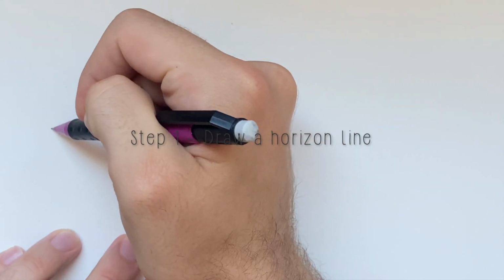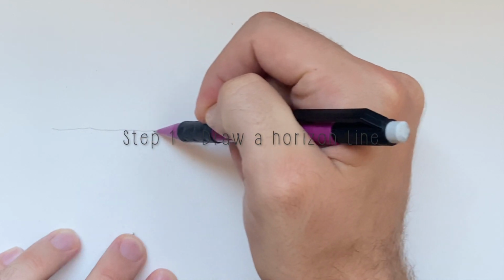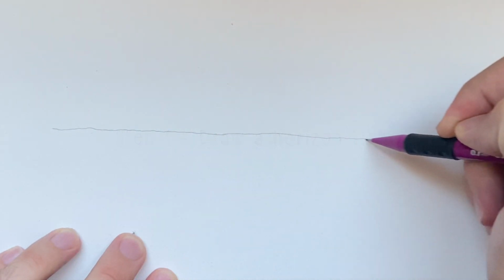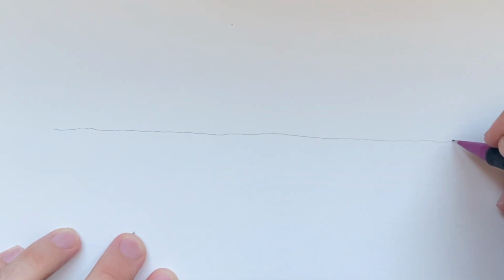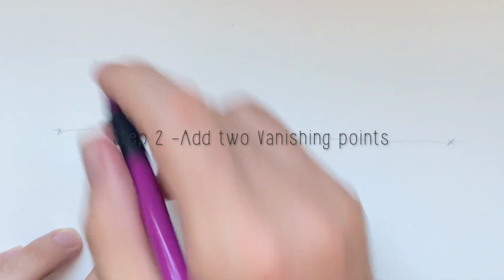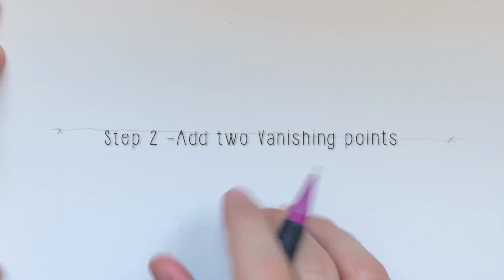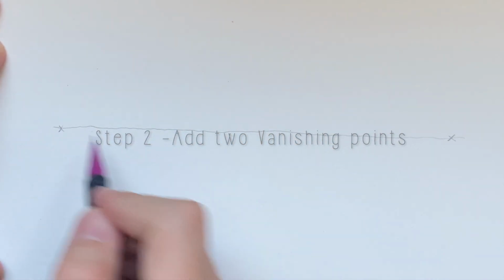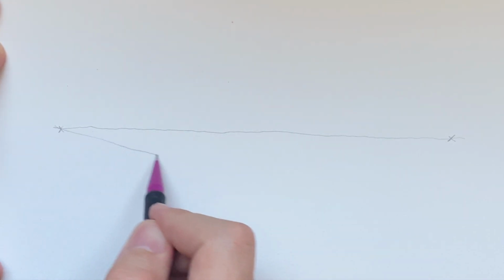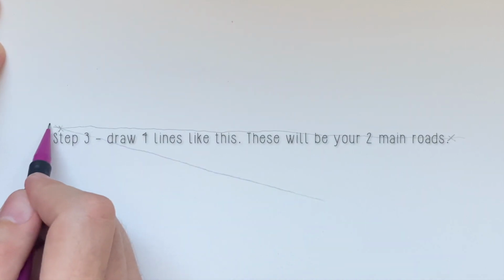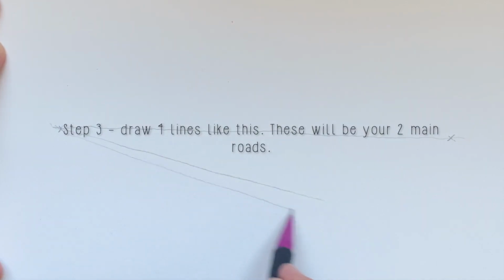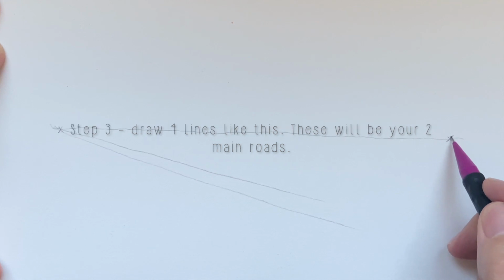But here is a 2-point perspective drawing of a city. Now the first step is to draw a horizontal line, and then you need to add 2 vanishing points. After that, you need to draw 4 lines out from the vanishing points, 2 on each side. These are going to be the main roads of your city.